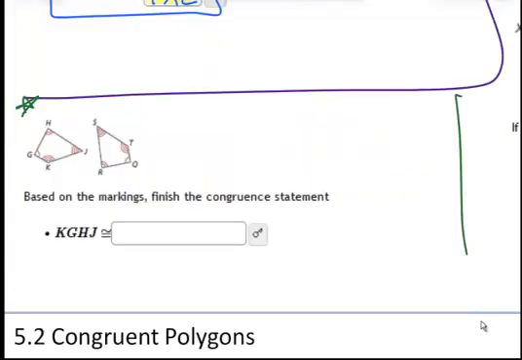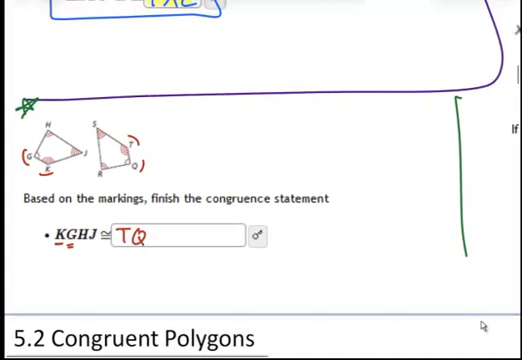I'm going to zoom in on this just to make it easier to see. So if I look here, K has these 3 arcs to it. That corresponds to which vertex in the other figure has 3 arcs for the angle? T. Okay. Look at G next. G has the 1, so that corresponds to Q.